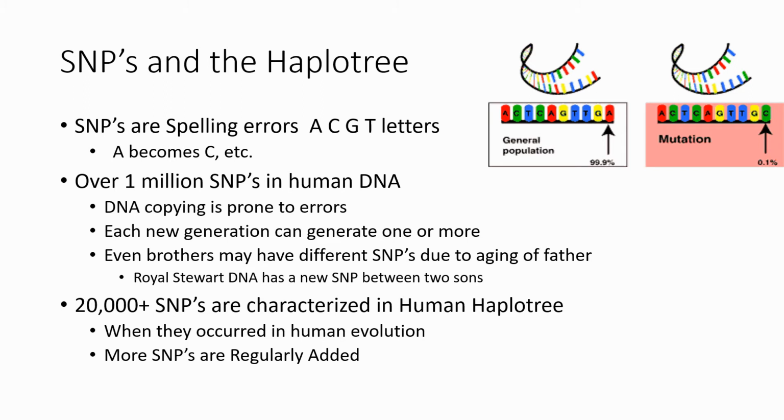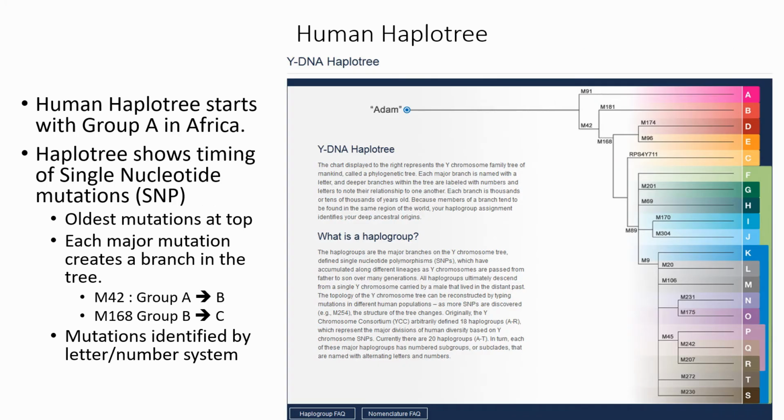But the process of developing the human haplotree involves trying to determine where these SNPs occurred and when they occurred. And this is an ongoing process, so researchers who study this are constantly adding SNPs and extending the haplotree. So on the right we see an image of the human haplotree. The haplotree starts in Africa, where the first modern humans evolved. And this is called Group A.